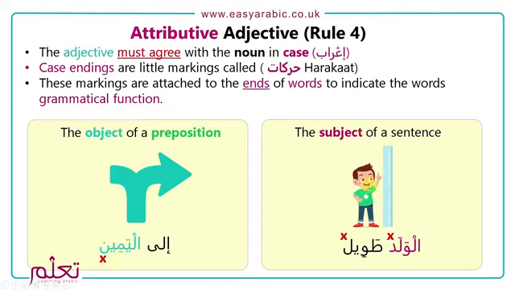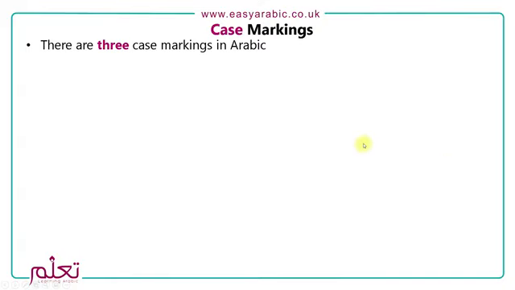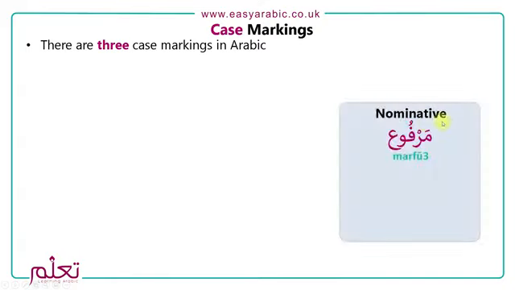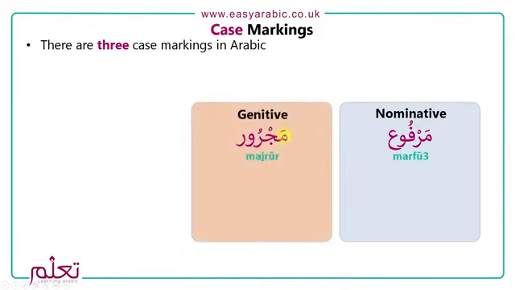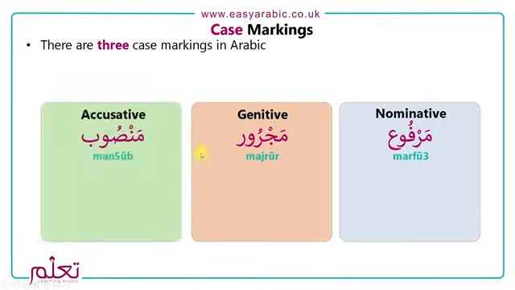So as I just mentioned, there are 3 case markings in Arabic. The first one is nominative, which is called marfu'a. The second one is called genitive, which is majroor. And the third one is called accusative, which is called mansub.